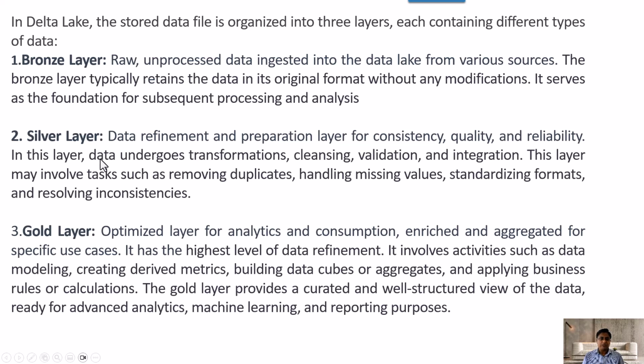Now the next step is the silver layer. In the silver layer we perform data refinement, we prepare the data for consistency, and we make sure that the data is of good quality and reliability. In this layer we apply different transformations which include cleansing the data, validation and integration. This layer also has operations like removing duplicates, handling missing values, standardizing formats and resolving inconsistencies coming from the bronze layer.